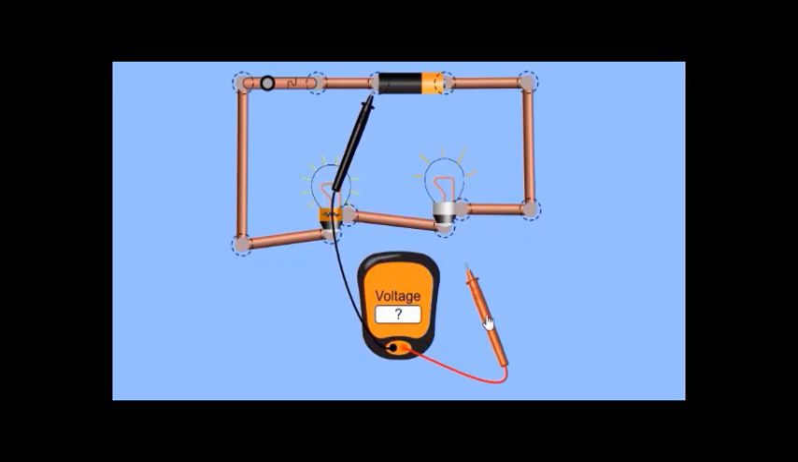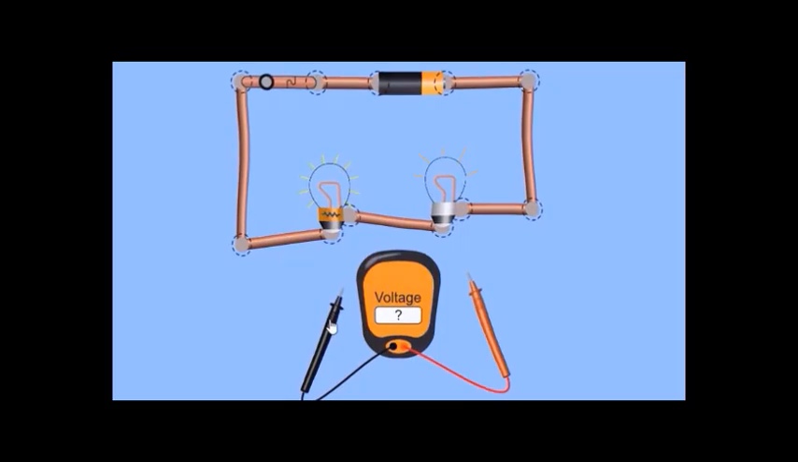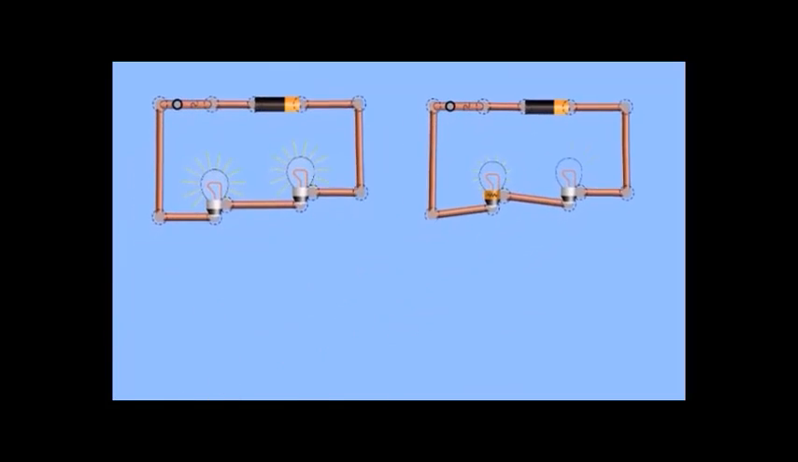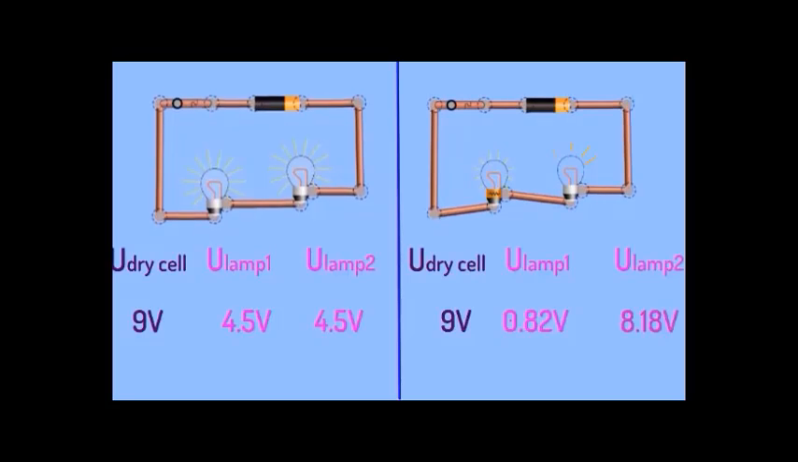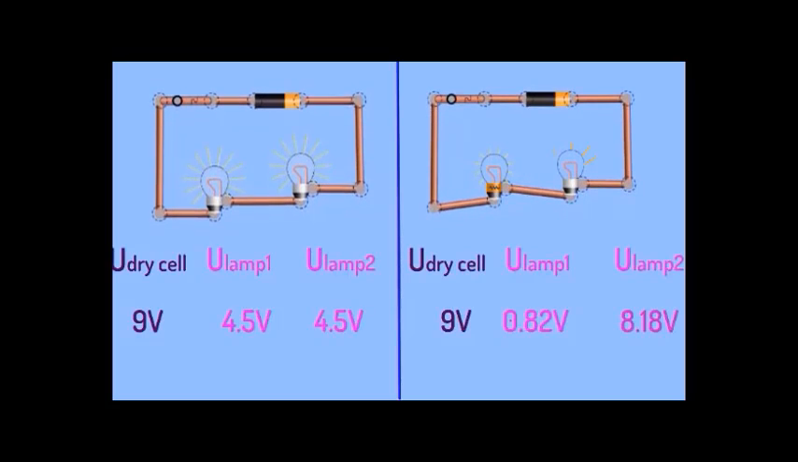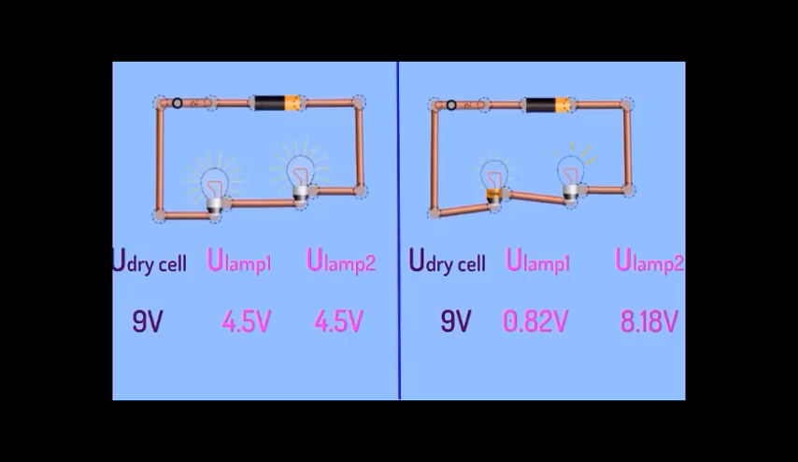So, what can you conclude? What is the relation between the voltages of these lamps and that of the dry cell? Look at these values of voltages of the lamps and dry cell that are obtained in these two circuits, then try to find the relation between them.